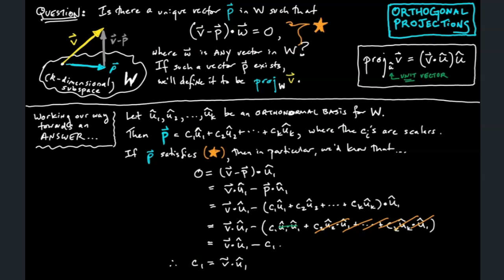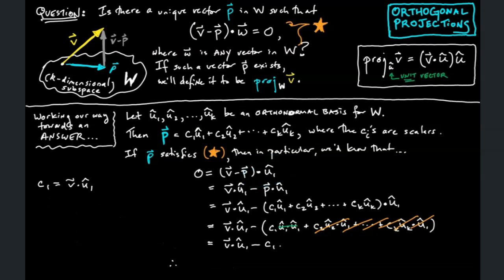Hey, that's terrific. That is just the sort of thing we were looking for. We wanted to get those scalars, those coefficients, in terms of the original vector V and those orthonormal basis vectors. And that's exactly what we have. The first one of those scalars is just V dotted with the first orthonormal basis vector. And we got that by letting this W in our orange star condition be U1. Well, guess what would happen if we let it be U2? I'll show you after moving our conclusion over here so we don't forget it.